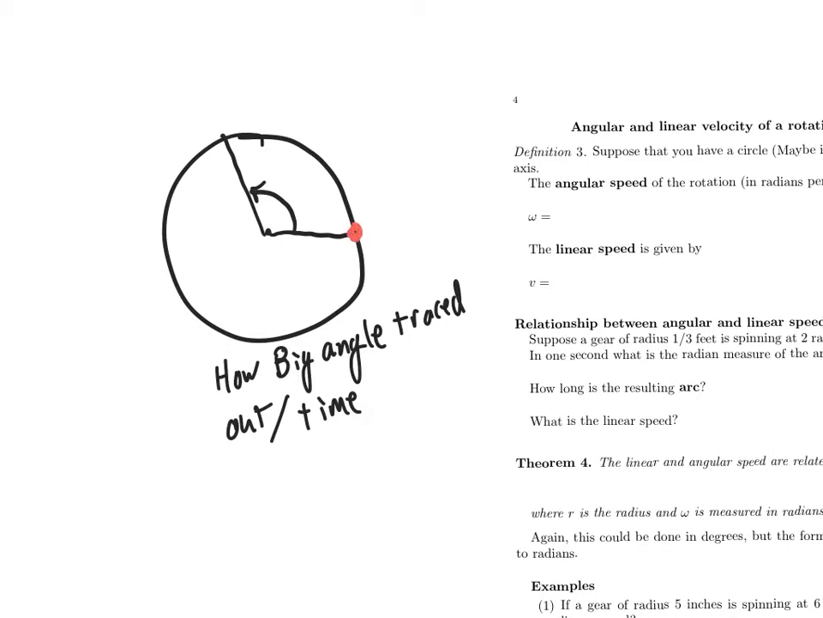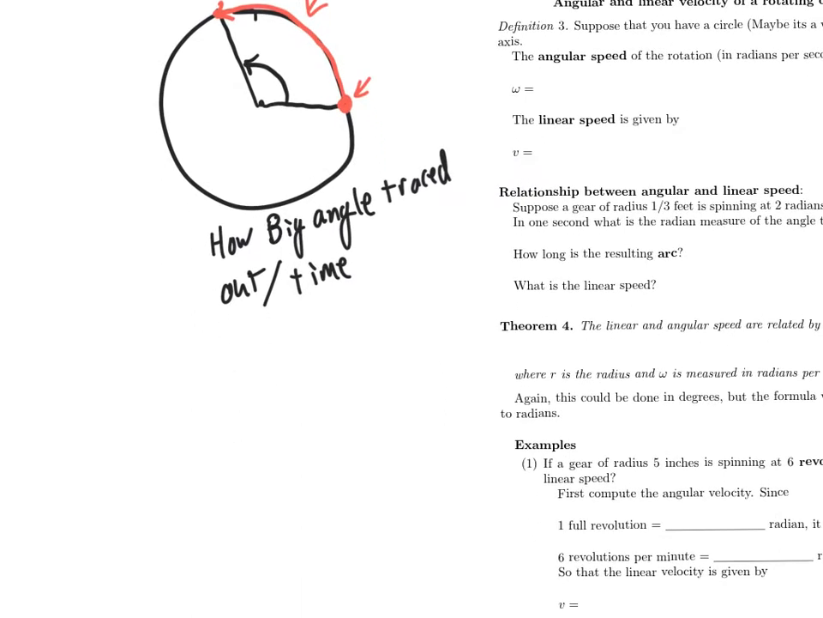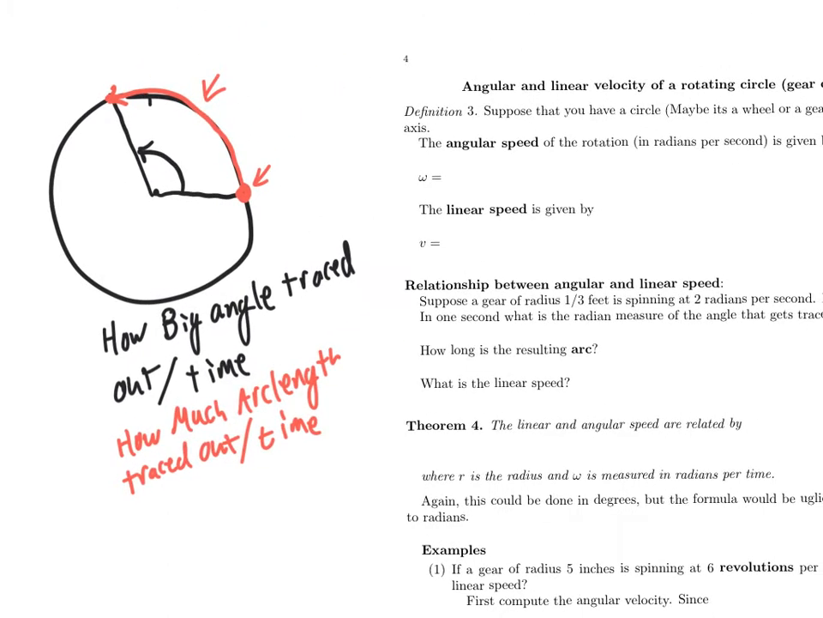On the other hand, you could imagine that there's like a little bug on the edge of this circle that's spinning around. In that same amount of time, how much distance does that bug cover? So how much arc length gets traced out per unit time? So there are two different ways that you could measure the speed of a gear. They're both clearly related. If you're spinning a wheel faster, you'll cover more distance.